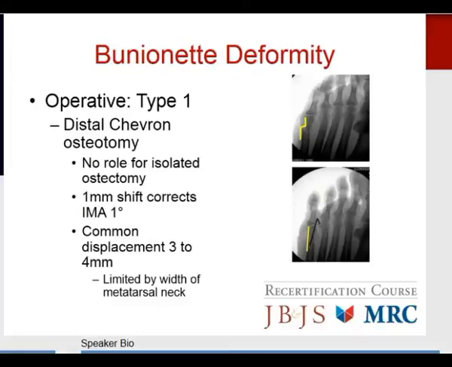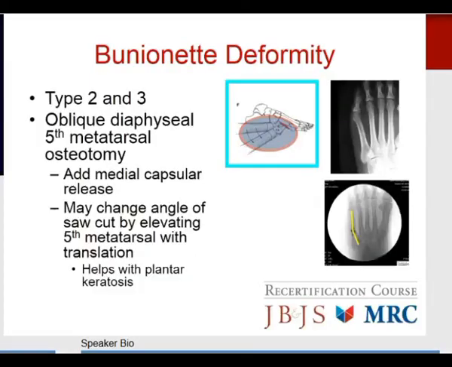In this case, we do a chevron osteotomy, which is limited by the width of that metatarsal shaft. Because that shaft is so thin at the fifth, we can only shift it 3 to 4 millimeters and gain only about 3 to 4 degrees of correction because of that. Type 2s and 3s are treated the same, so you don't really have to recognize which one you have in a test question. We go ahead, though, and make sure when the widened intermetatarsal angle is present, we treat that through a mid-shaft osteotomy of that metatarsal shaft itself.